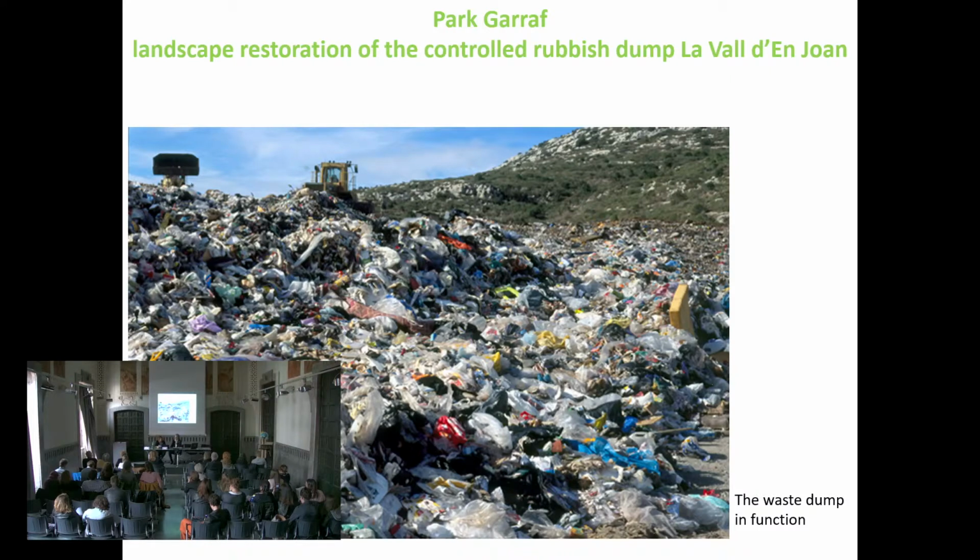Now, the first case in Spain, near Barcelona, is the landscape restoration project of the controlled dump site of La Vall d'en Joan, located in Parc del Garraf, within the municipal borders of Begues and Gavà, in the Baix Llobregat region. Since 1974, it has been used as a rubbish dump, not only for most of the Barcelona urban waste, but also for other cities in the metropolitan area. Nowadays, it has a size of 16 hectares.